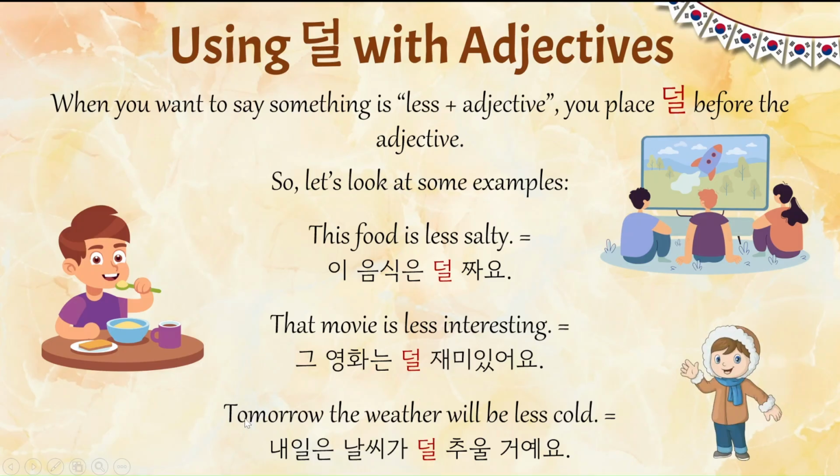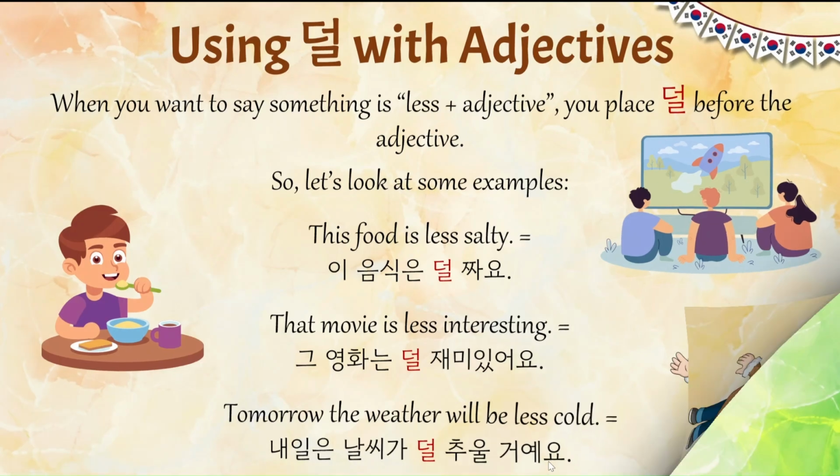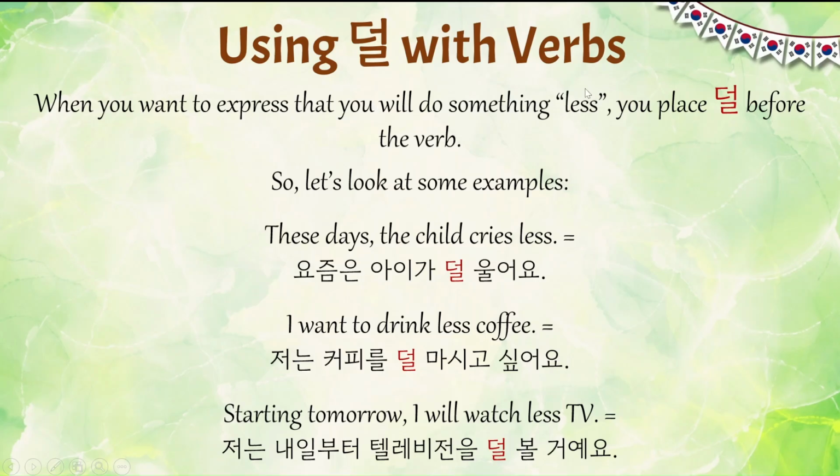Okay? Now, tomorrow the weather will be less cold. 내일은 날씨가 덜 추울 거예요. Tomorrow, 내일. Weather, 날씨. Cold, 춥다. Will be cold, 추울 거예요. Will be less cold, 덜 추울 거예요. Okay? Now let's see how to use 덜 with verbs. So whenever you want to express that you will do something less, you place 덜 just before the verb.